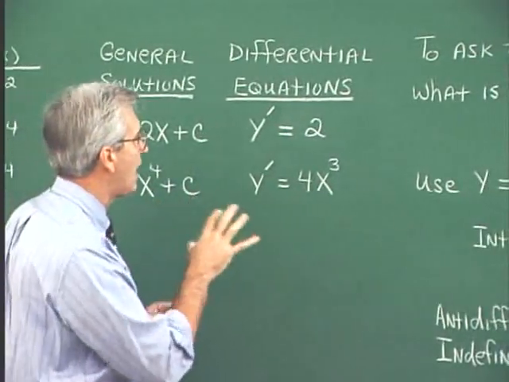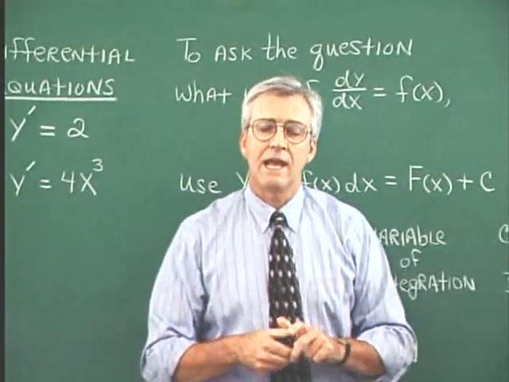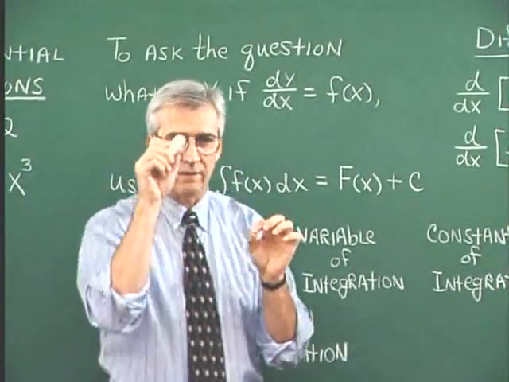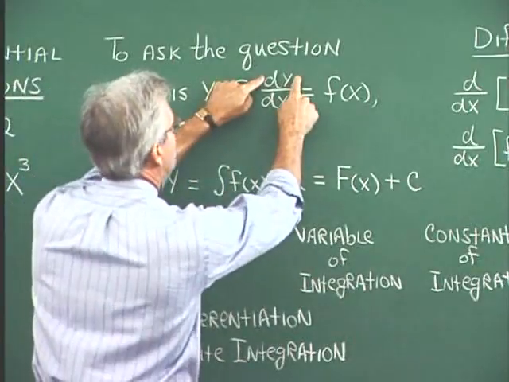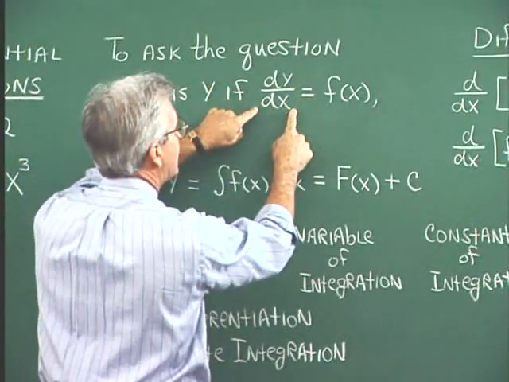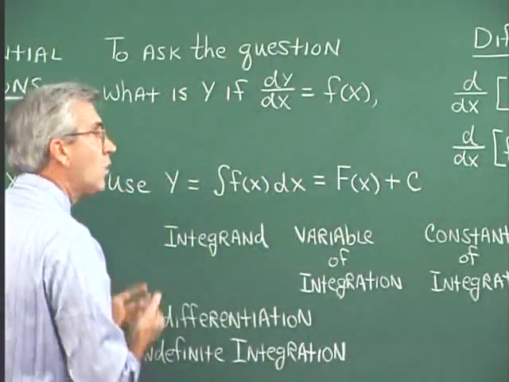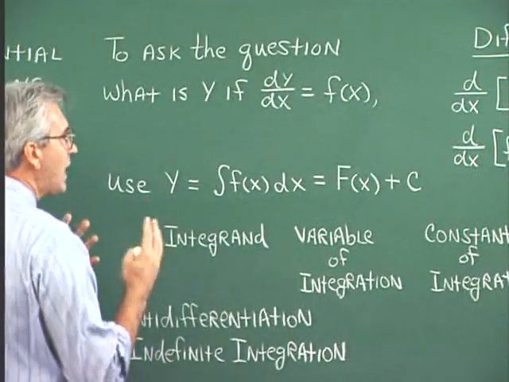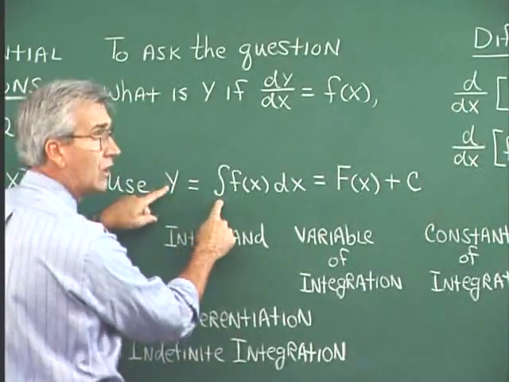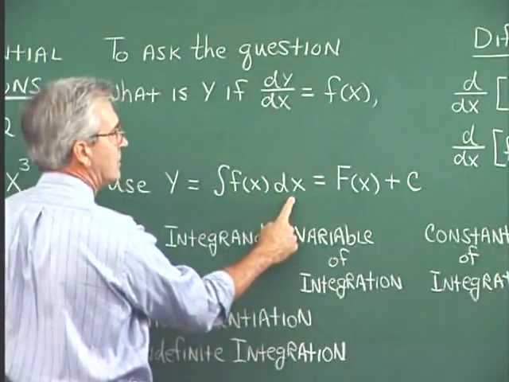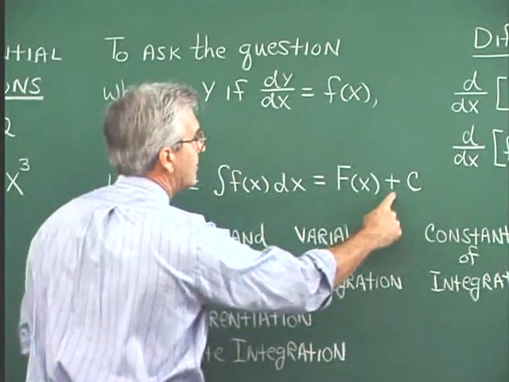Now, to make the request for antiderivative, we are going to use a certain symbol. That symbol kind of looks like a tall S. To ask the question, what is y if the derivative of y with respect to x is f of x? If this is the function that we're starting with, then what is the antiderivative function? The request is made like this: y is the integral of f of x dx, and it is that function F, big F, that we talked about earlier, plus c.